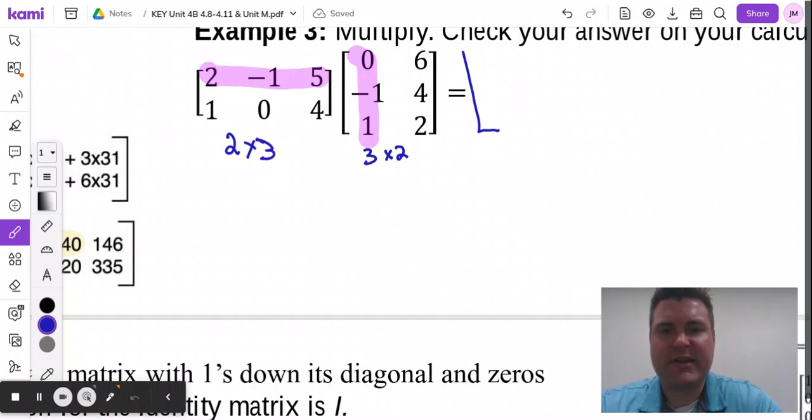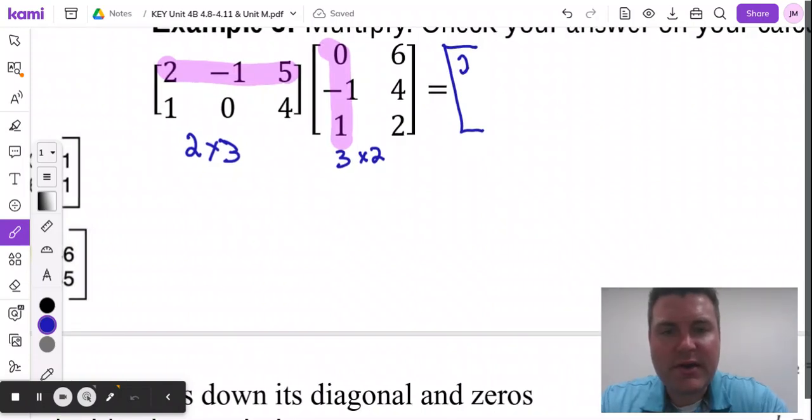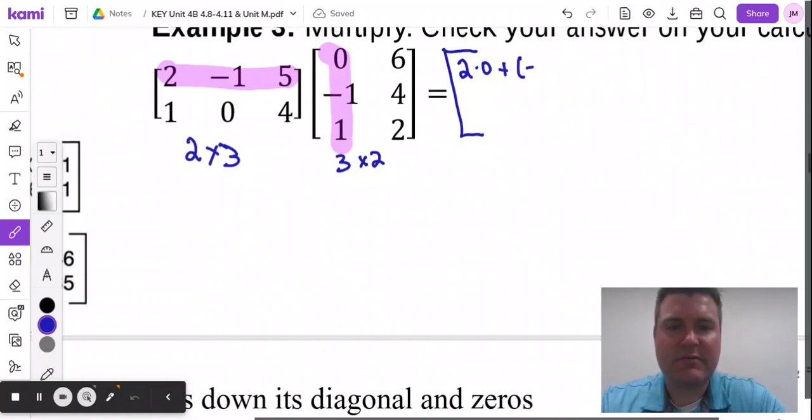So with what I just highlighted, I'm going to do 2 times 0. This is going to be a long one if I can't write this down. 2 times 0 plus negative 1 times negative 1.